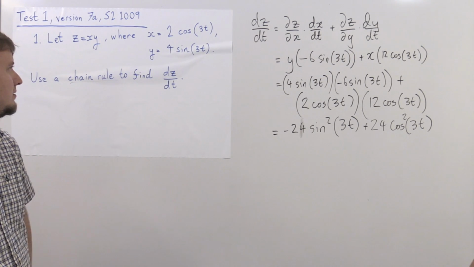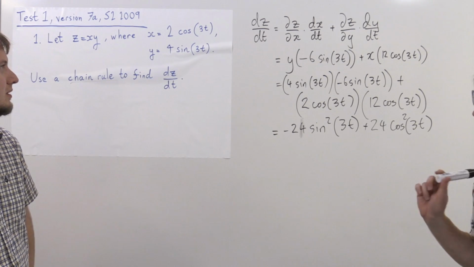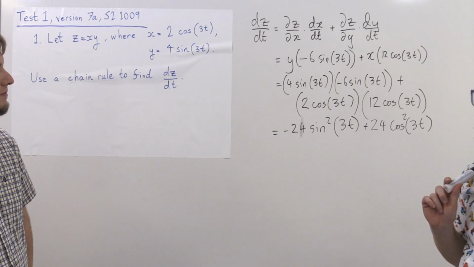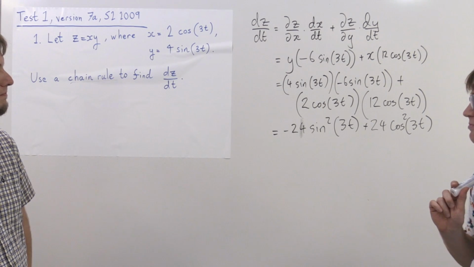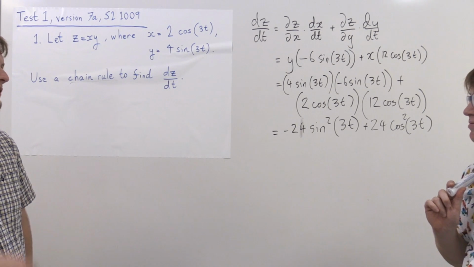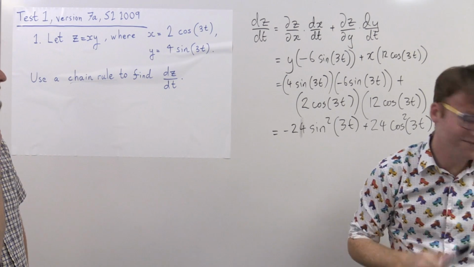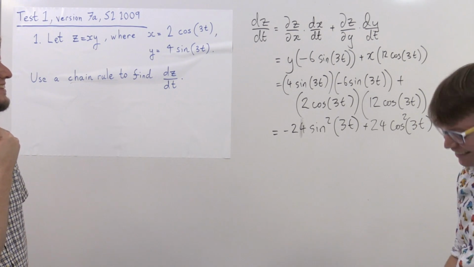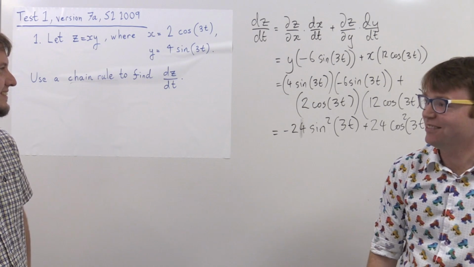How many marks would you give someone who didn't use the chain rule to do this question? I'm tempted to say 0. Well, I guess I'm a bit more lenient. Maybe half out of half. No. You're too lenient. All right. Next question. Sure.